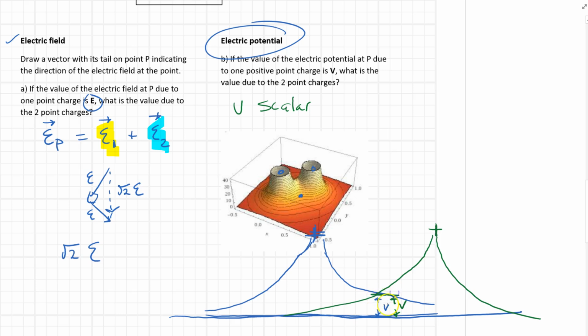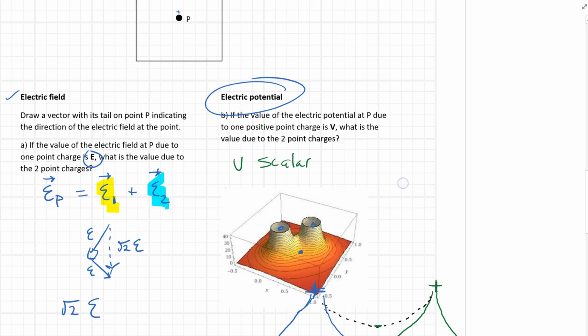So if this one is 1 caused by the blue charge and this is 1 caused by the green charge, this would actually have a height about that tall. So my two added together would end up going like that. And you can get that sense in here, right? This is quite high up. You can see how those are added together. So to answer that question, what would be the value due to the two point charges? I'm just adding the two together, so it would be 2V.